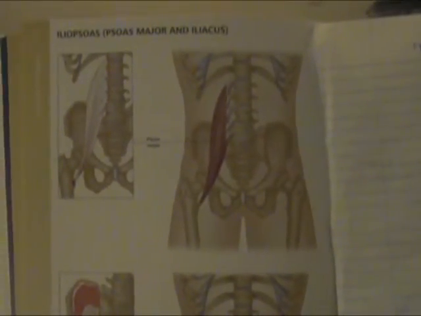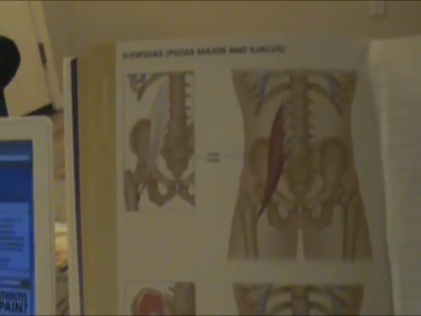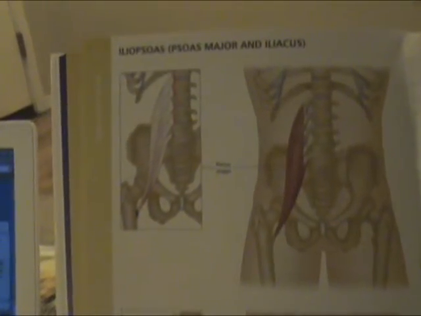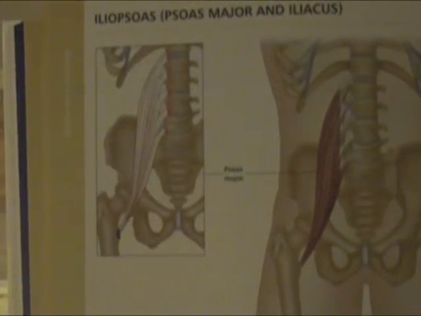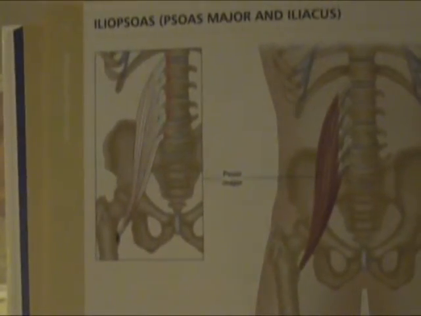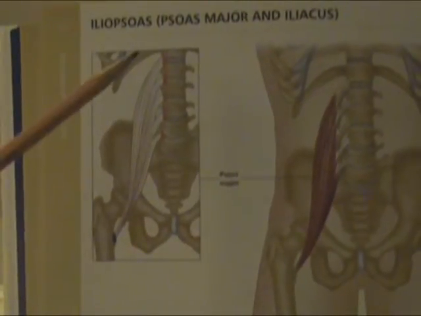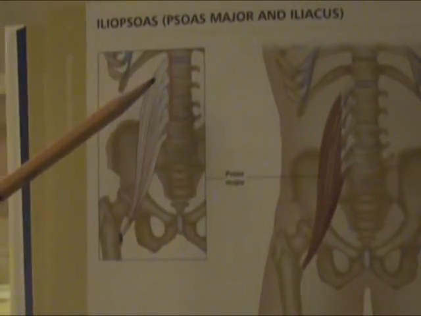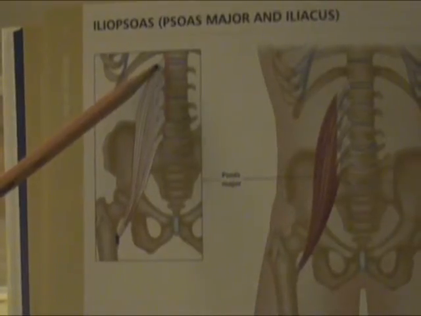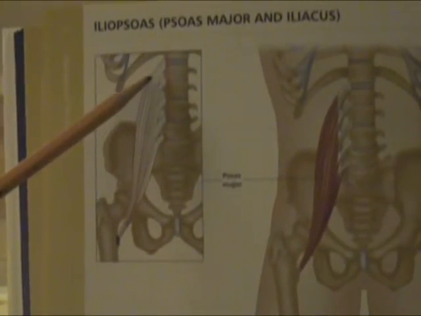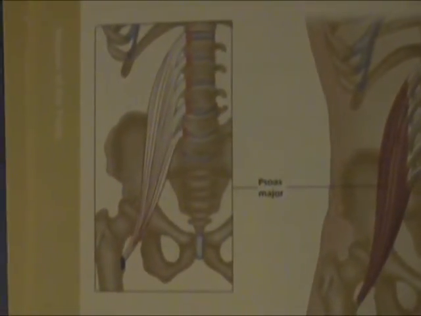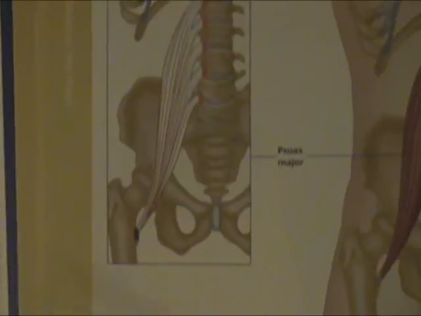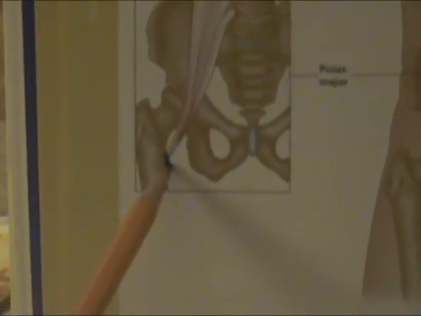Here we are looking at the iliopsoas muscles. Number 49 on the muscle chart is the psoas major. Right here you'll see the origin of the iliopsoas, psoas major, is the transverse processes and central of the lumbar vertebrae. The insertion is the lesser trochanter of the femur.